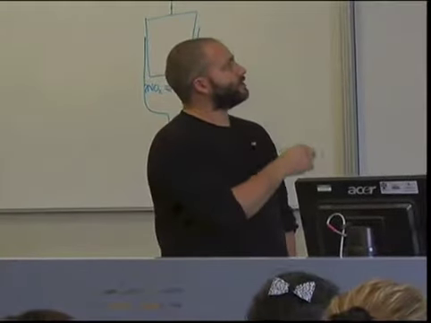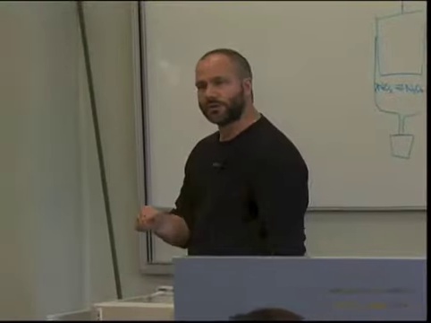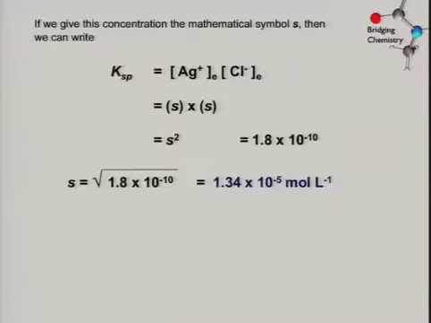So we can say that the Ksp is equal to S squared, and the Ksp, of course, is a number, because it's an equilibrium constant, and the number is 1.8 times 10 to the negative 10. And so it then follows that if S squared is equal to 1.8 times 10 to the negative 10, we can find S by taking the square root of that number. And so we can work out that S, which will correspond to the concentrations of the silver ions and the chloride ions, is equal to 1.34 times 10 to the negative 5 moles per litre.